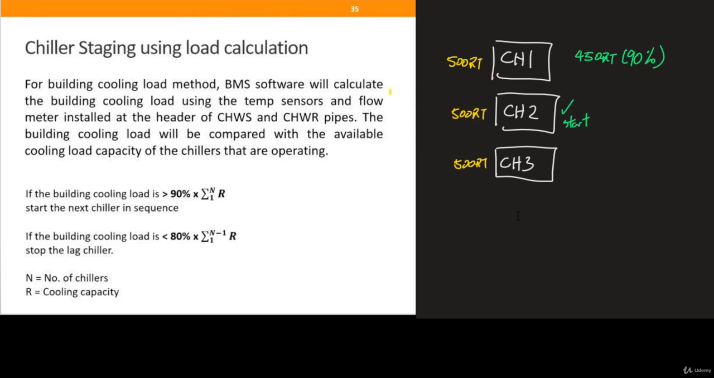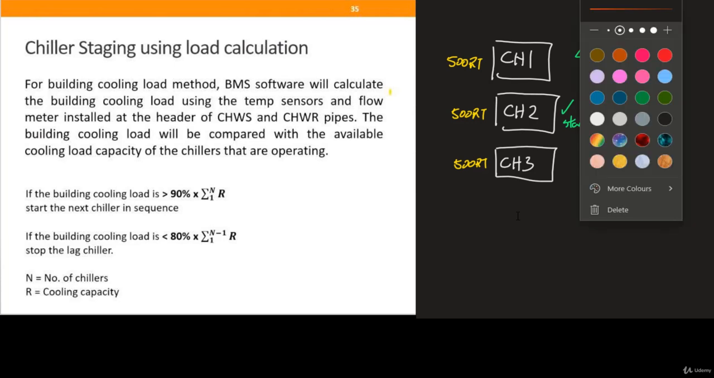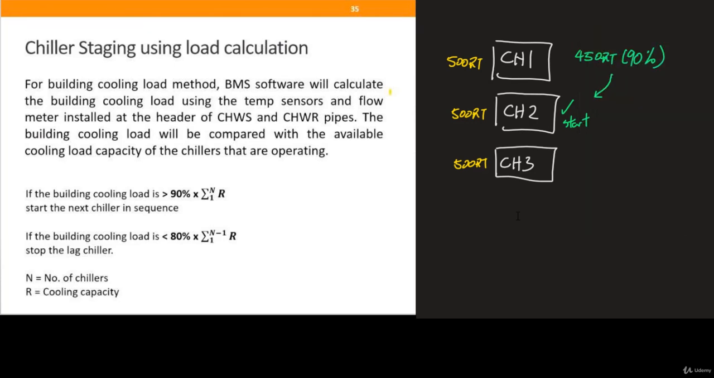Okay, if not, it will always operate one chiller only. Only until your cooling load is above a certain amount, that is 90%, I will start the second chiller. Okay, so that is the 90%. But when should I cut off this chiller? That means when should I switch off one chiller? When it is less than 80% of the combined load.